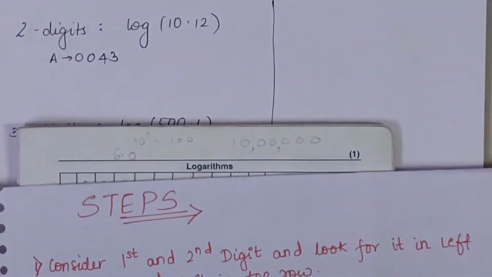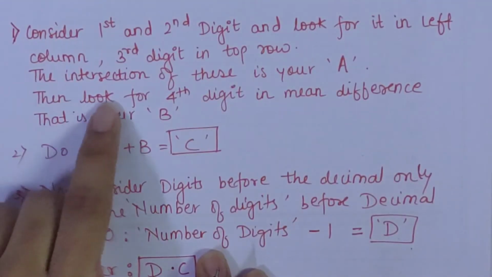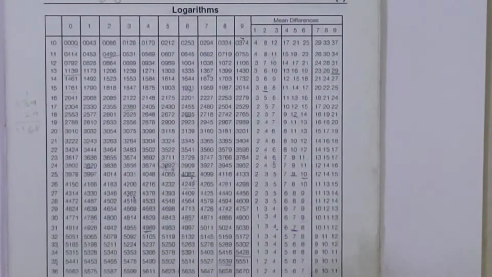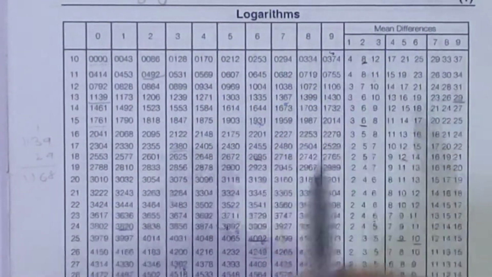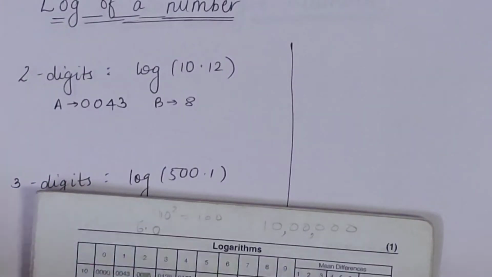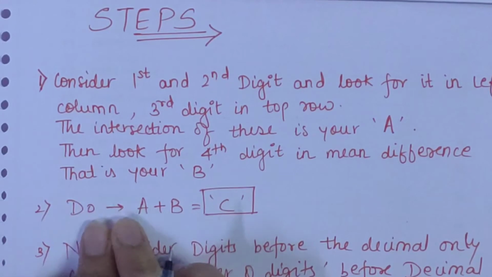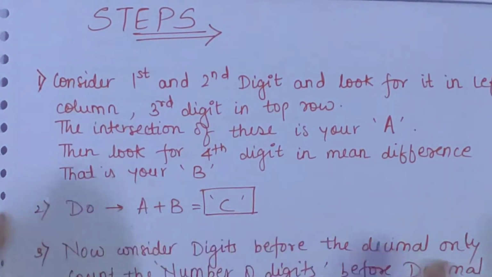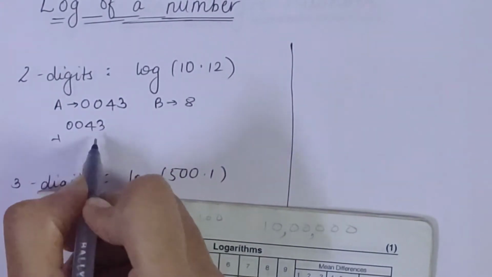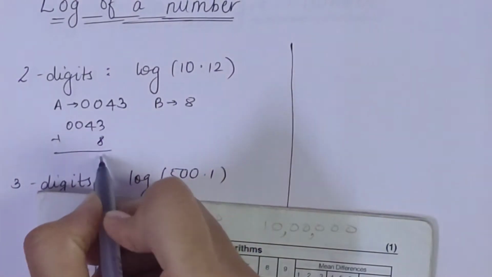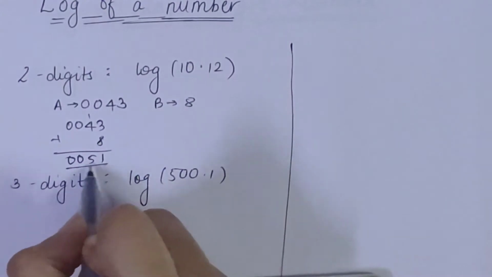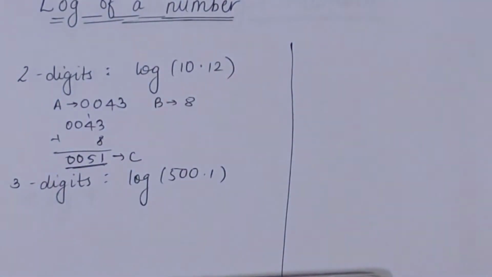Fine. Now, what am I going to do next? Look for the fourth digit in the mean difference column. What is my fourth digit? 2. And I'm going to look for 2. So this is 8. So I'm going to write B as 8. Now, what is my next step? Second step says A plus B is C. Now I have to do A plus B. That is 0043 plus 8. Fine. So 0051. So this is what I get, and this is my C.